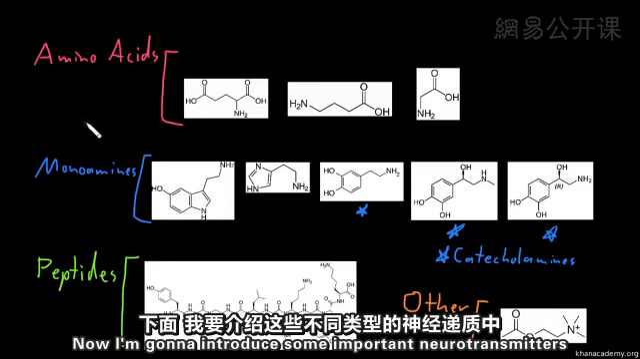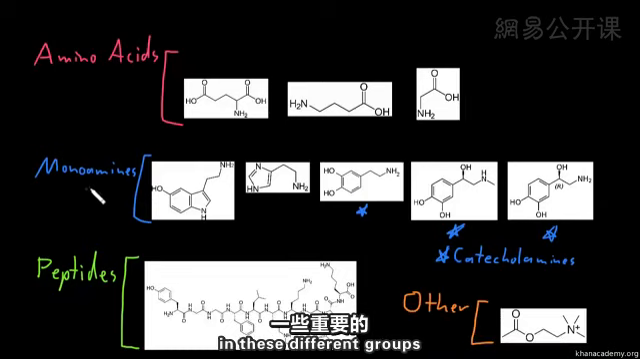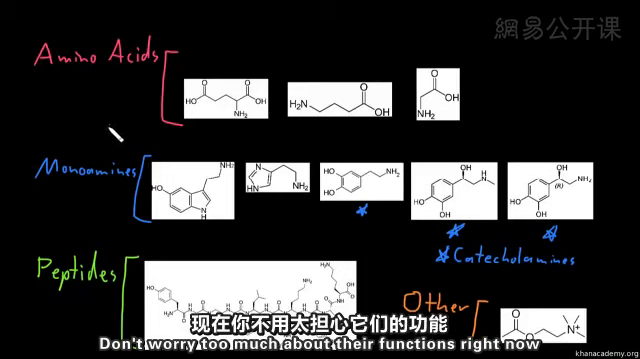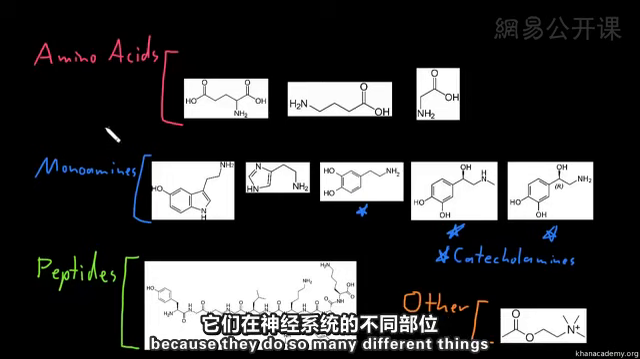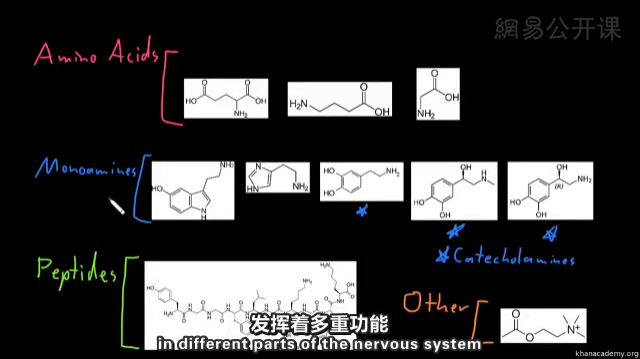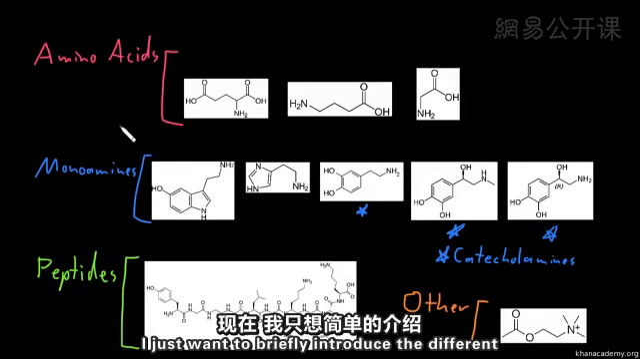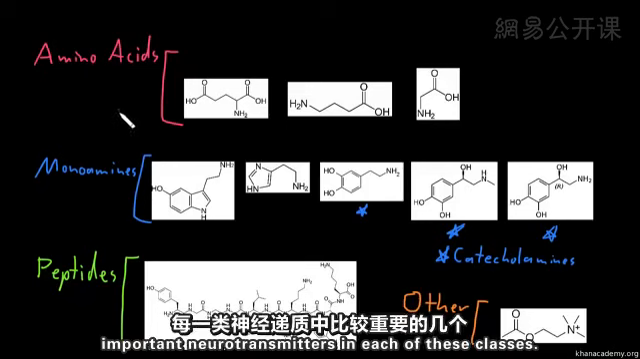So now I'm going to introduce some important neurotransmitters in these different groups, and I'm going to mention some of their functions. But don't worry too much about their functions right now, because they do so many different things in different parts of the nervous system that we'll come back to all of that in other videos. But I just want to briefly introduce the different important neurotransmitters in each of these classes.